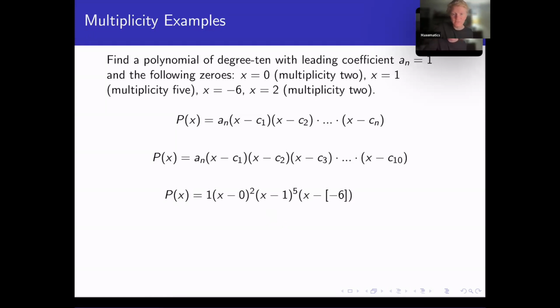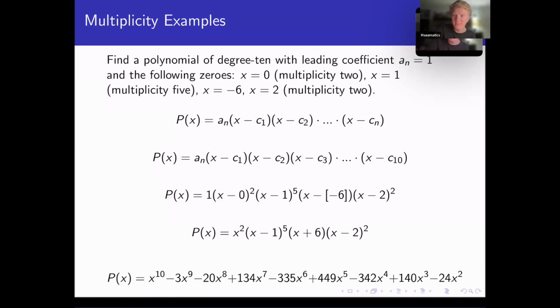For x equals negative 6, just x minus negative 6. And x equals 2, multiplicity 2, x minus 2 squared. You would be very welcome to write out all 10 zeros if that helps you, but I think you'll find it's very tedious to be writing out something that long when you could just be using exponents. Here's a nice simplified version, and either practice foiling or enlist the help of an online resource.